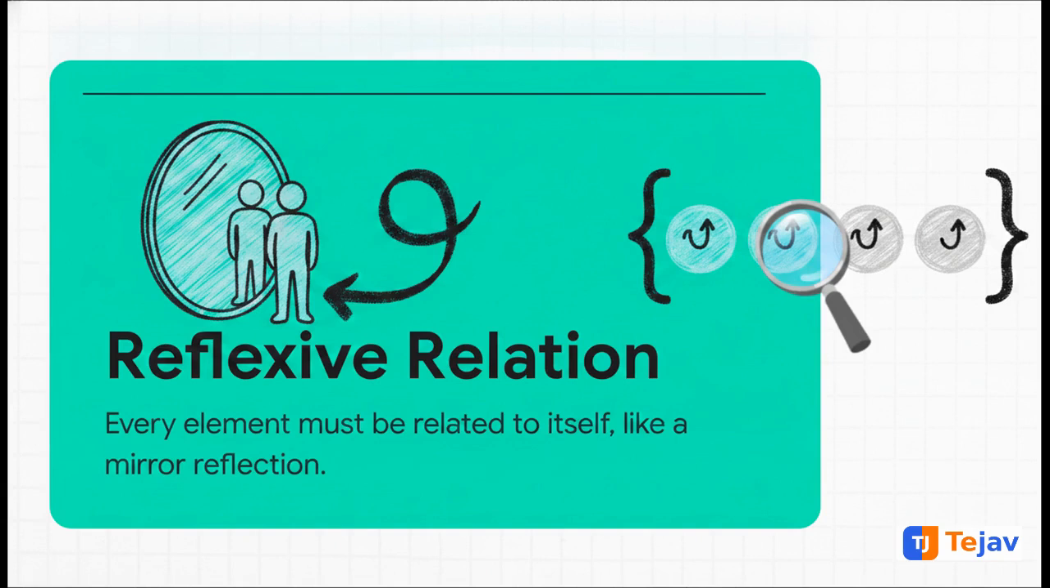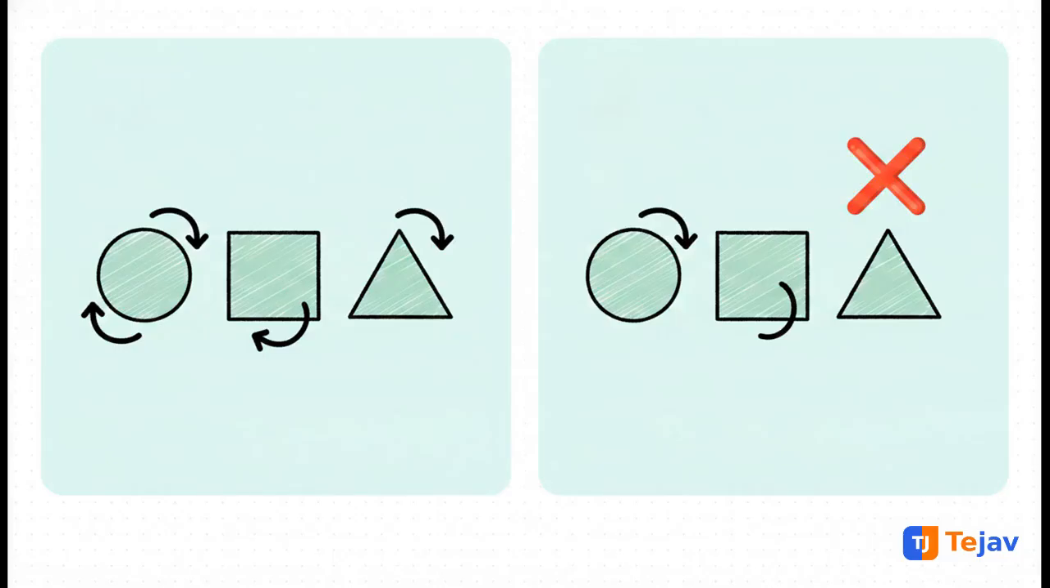So if your set has 1, 2, and 3 in it, then the pairs (1, 1), (2, 2), and (3, 3) absolutely must be present. No exceptions. And this rule is incredibly strict. Think of it this way. If you have a mirror, every element successfully points back to itself. But what makes something non-reflexive? Well, if even a single element fails to point back to itself, the whole relation completely fails. Just one broken mirror ruins the entire property.